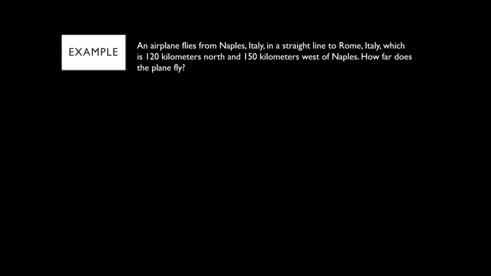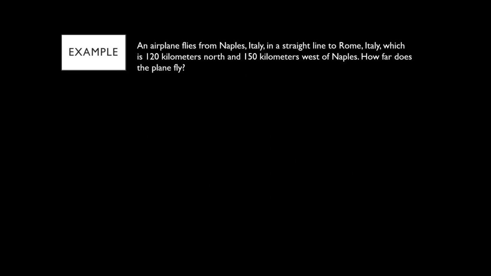So I've got an example here. An airplane flies from Naples, Italy, in a straight line to Rome, Italy, which is 120 kilometers north and 150 kilometers west of Naples. How far does the plane fly? So we are not really given coordinates here, so you have to sort of create it yourself, and that's what an application does. So we have two options here.